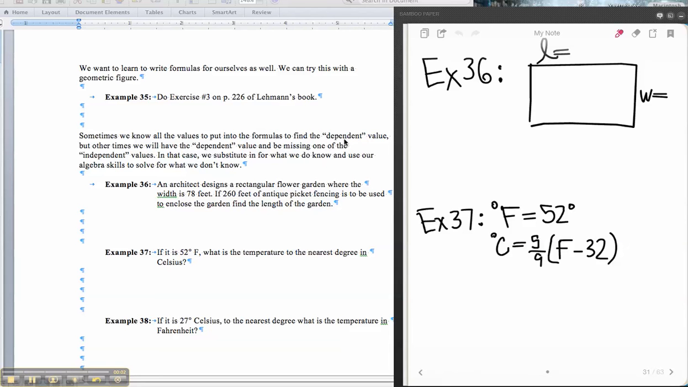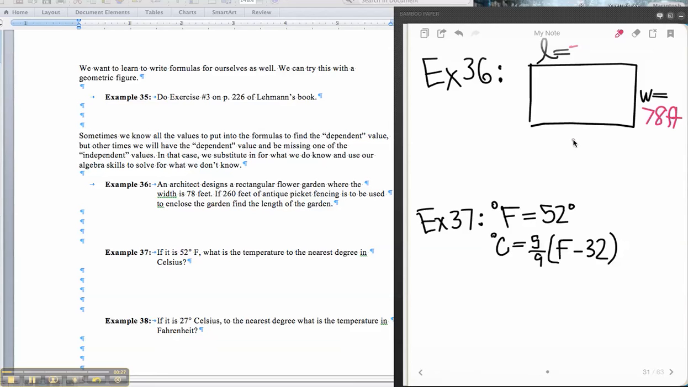This continues our lecture on the last section of Chapter 4. We are going to do some word problems that revolve around formulas. An architect designs a rectangular flower garden where the width is 78 feet. So we're going to put in here 78 feet for our width. So 78, and we're going to put that as feet so we don't forget.